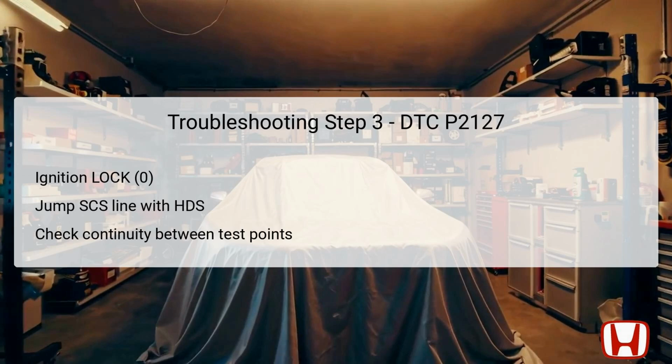If continuity exists, it indicates that there is a short in the APS2 wire, and appropriate repairs should be conducted between the ECM connector A and the APP sensor. If continuity is not found, proceed to Step 4 for further evaluation.